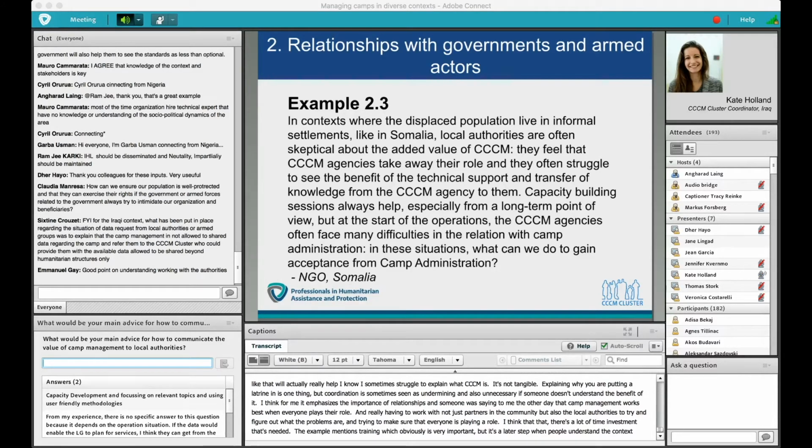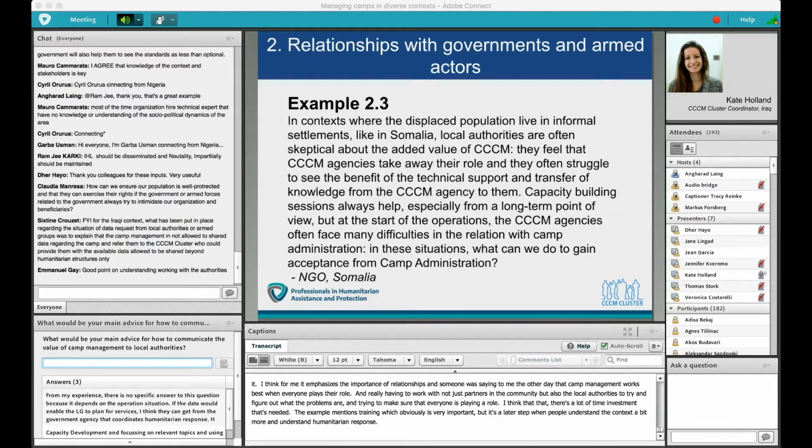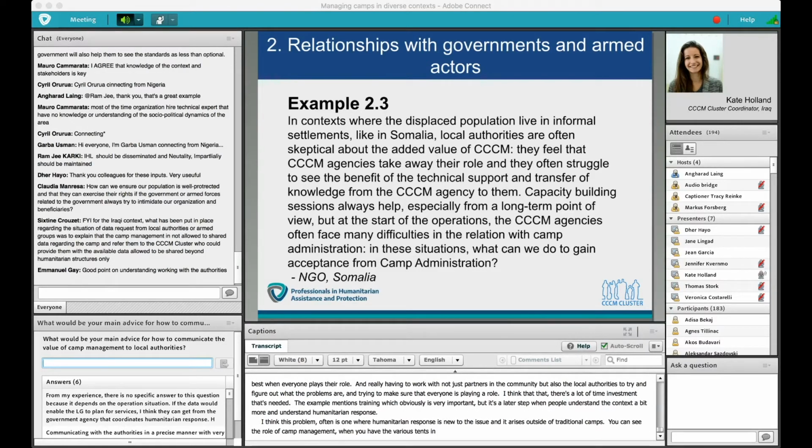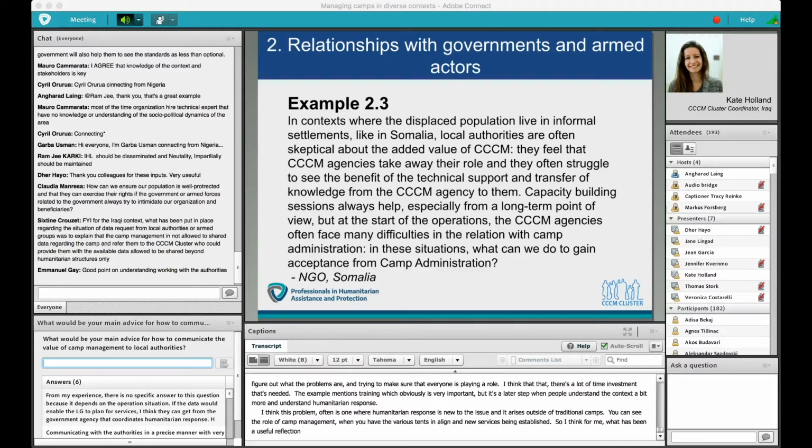I think this problem often is one when humanitarian response is new to a situation, and more of an issue that arises outside of traditional camps. It's very easy to see the role of camp management when you have a row of tents in a line and new services being established, but a lot more difficult in informal sites, particularly in informal sites in urban contexts. So I think for me, what has been a useful reflection in addressing this kind of issue is relationship building, trying to understand from the local authorities what problems they face, and to use that as a hook to try and explain how a CCCM team could help them address that.